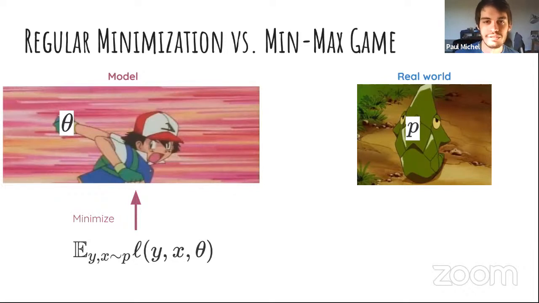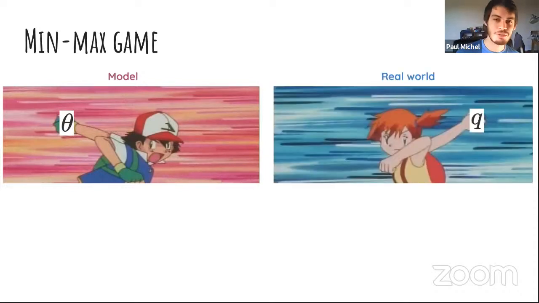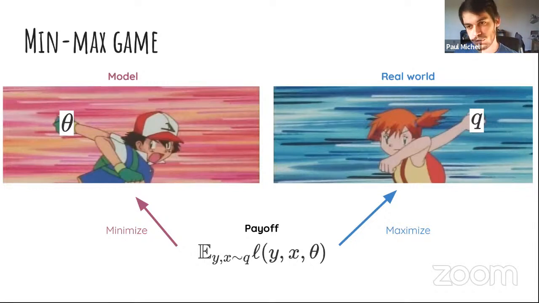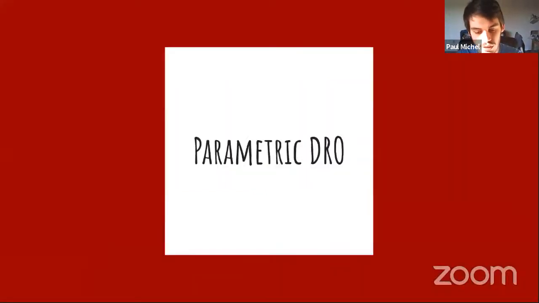So in a sense, it's easy compared to a min-max game, where the model, again, plays parameters theta. But now the real world is able to play a distribution Q, choosing any distribution Q within the uncertainty set. Given parameter theta and distribution Q, we get this payoff or loss, the expected value of the loss under distribution Q. The model still tries to minimize this loss, but the real world is able to change the distribution Q and tries to maximize this loss in terms of Q. Alternatively, they both try to minimize their own objective, and the two objectives are different. You can think of this game versus regular minimization as: in games, there are multiple players, and they all try to minimize their own objectives, and all objectives depend on the actions of the various players. So this becomes a slightly more complicated optimization problem.